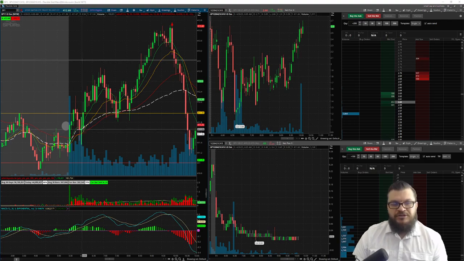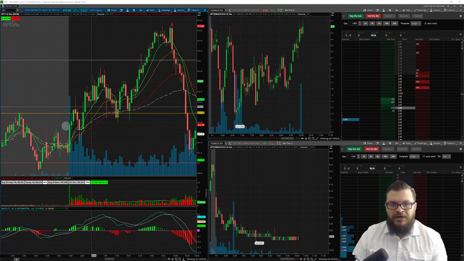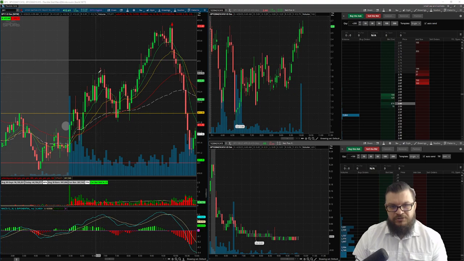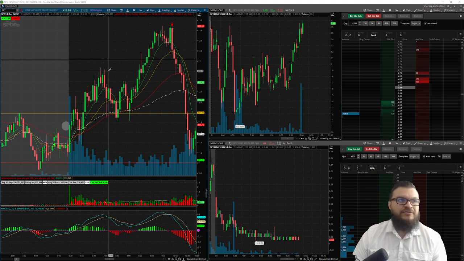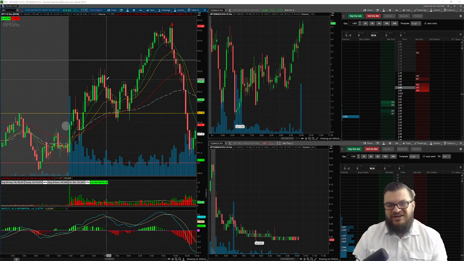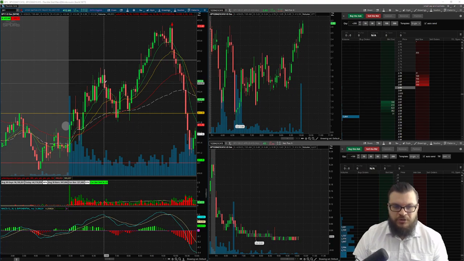As it held that 20 EMA, it started to come back up. And lo and behold, what does it do? It breaks this 412 resistance. Once we break that resistance again, I get in on the following candle open and ride it up to around here. During this point, we start to see it plateau a little bit, at around 412.80, and then it starts to come down. So I get out. This ends up being about a 25% call move.